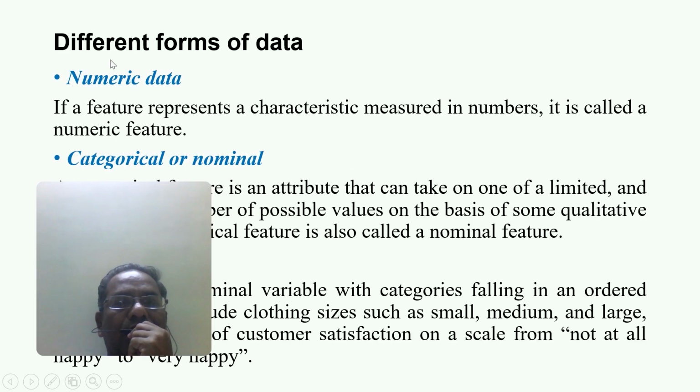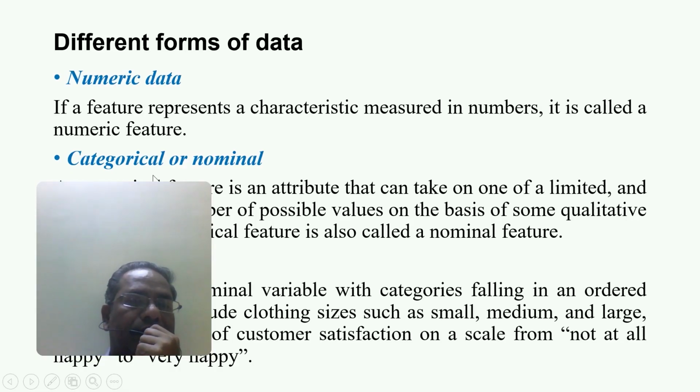We have considered different forms of data in machine learning, like numerical data, categorical or nominal, or ordinal data. I'm going to classify these kinds of data into different stages. In the first case, numerical data is a feature which represents a characteristic and will be measured in the form of numbers. It will be in numerical form only, and we don't have alphabetical things in this kind of data. The second one is categorical data.